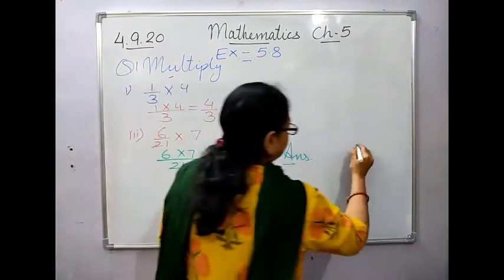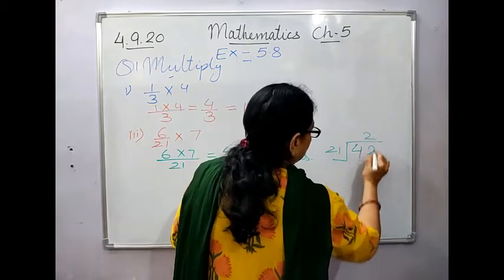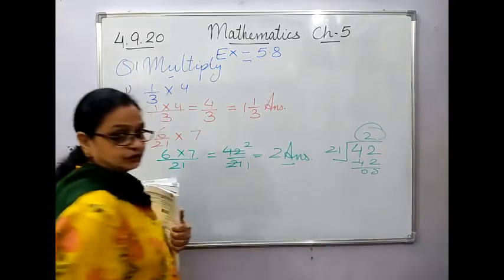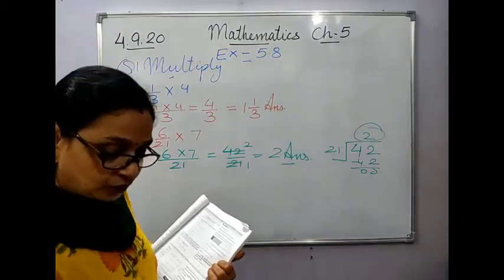You can divide it in the rough. If you find it difficult over here, 2 ones are 2, 2 twos are 4. So your answer is 2. Clear? Then I'll show the fourth one.